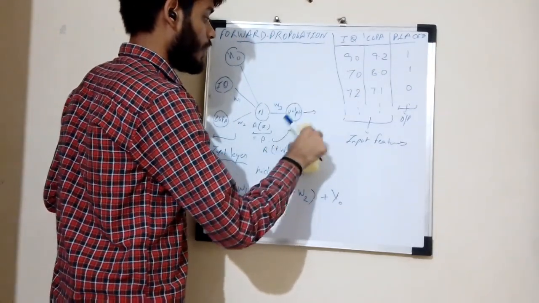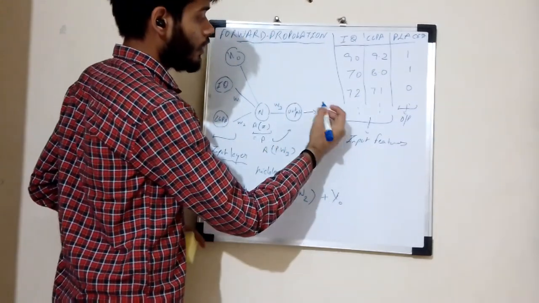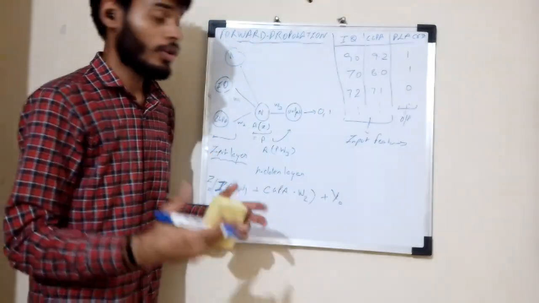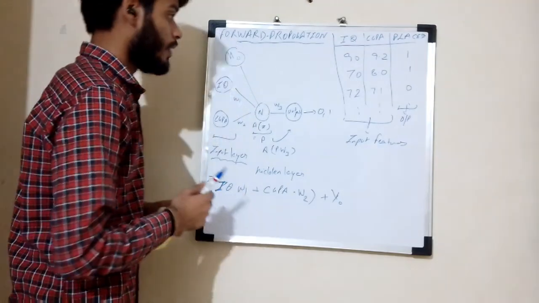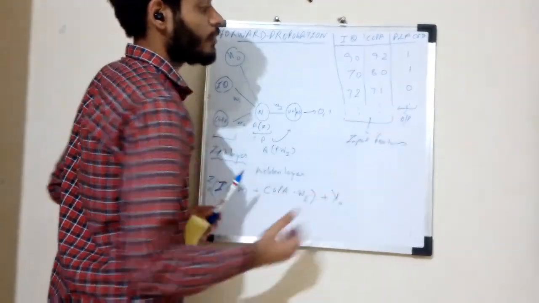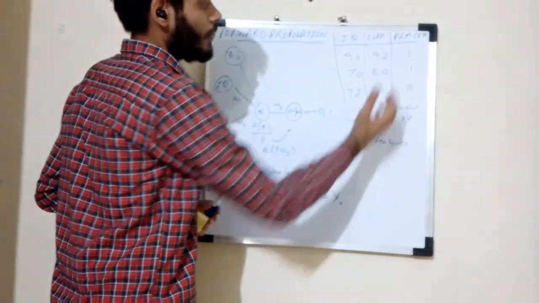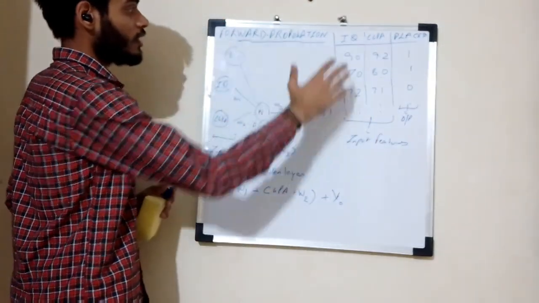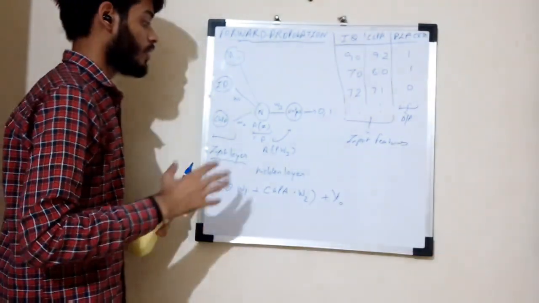The output layer gives me 0 or 1, which tells me whether the student is placed or not. Again summarizing, we have IQ and CGPA as input features, and placed is my output feature. 1 means the student is placed and 0 means the student is not placed. This is forward propagation which we are studying.